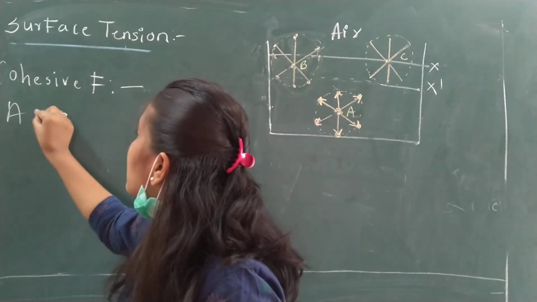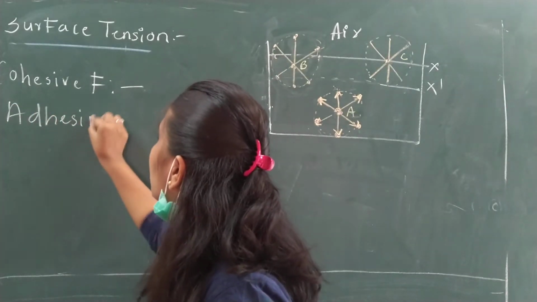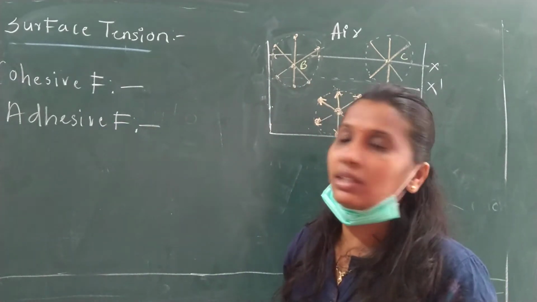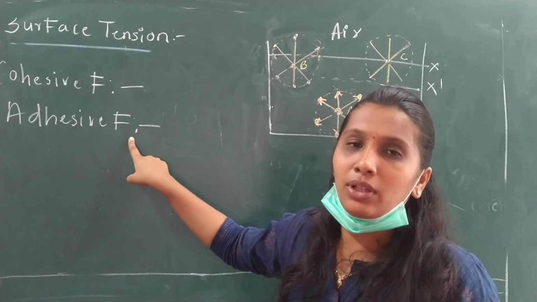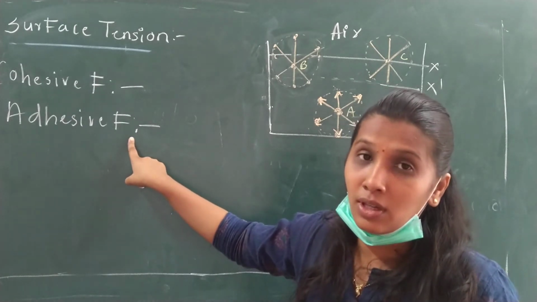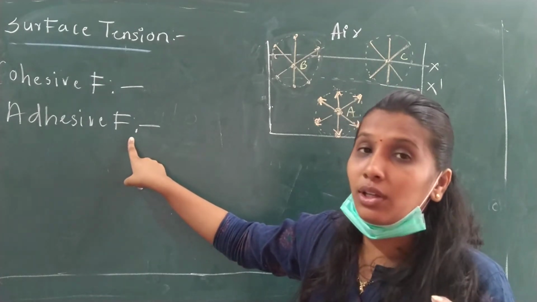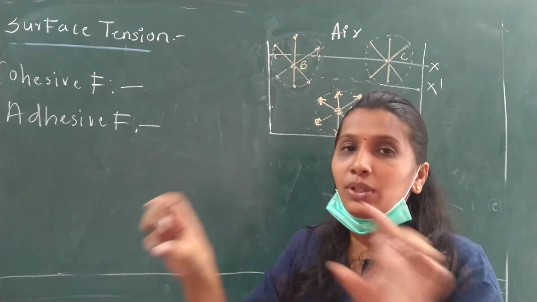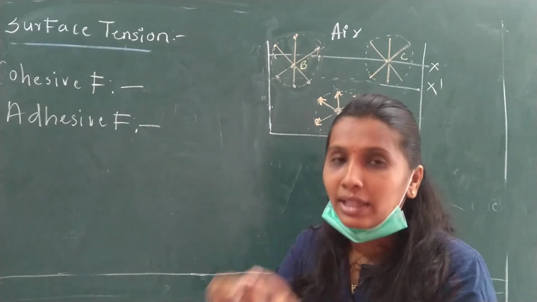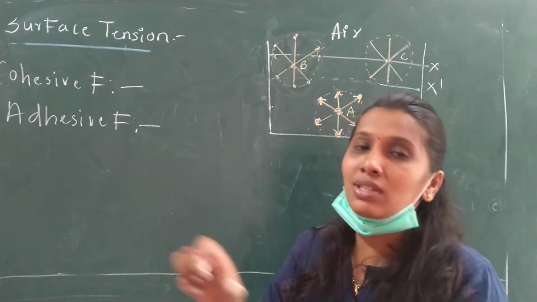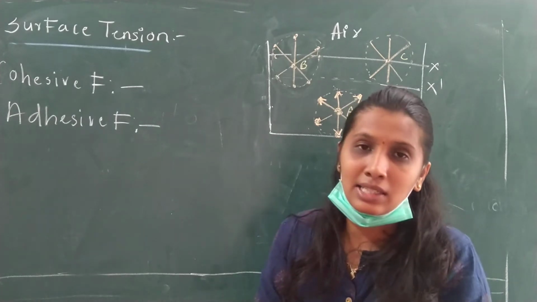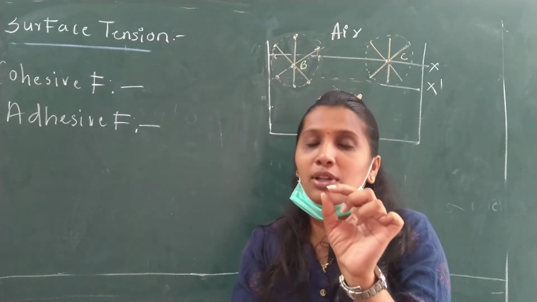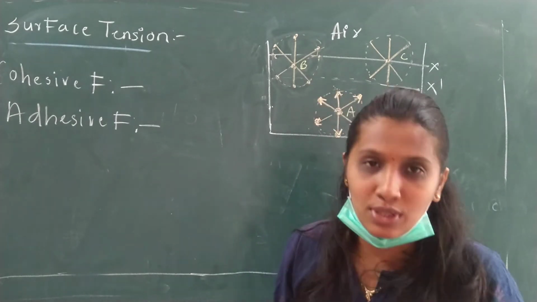Second is adhesive force. Adhesive force is just the opposite: the force of attraction between the molecules of different substances. Suppose I take one molecule of water and one molecule of glass. The force of attraction between these two molecules is adhesive force. When you pour some water in a glass, whatever force is acting between the walls of the glass and the molecules of water is nothing but adhesive force.